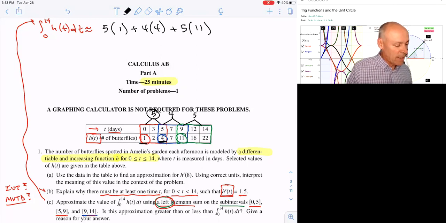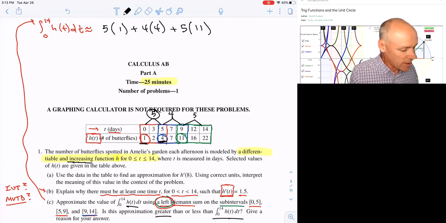Now the question is, is this approximation greater than or less than the actual definite integral? Well, if I think about it, it's a left Riemann sum. What do I have to look at in terms of h of t to determine whether that estimate, the left Riemann sum, is going to be less than or greater than the integral? Well, what's h doing on that interval from 0 to 14? Right here, they told me it was increasing.